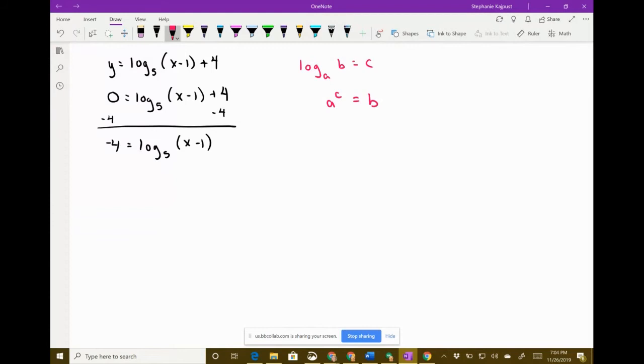So on the homework on the assignment, your a is 10. So you would have 10 to the power of whatever you have it equal to, and then it equals what's inside of the log.